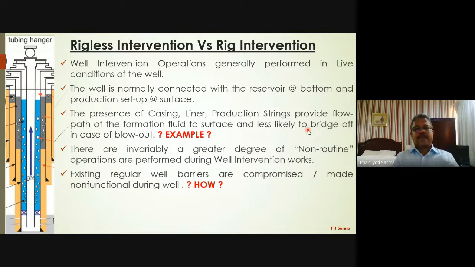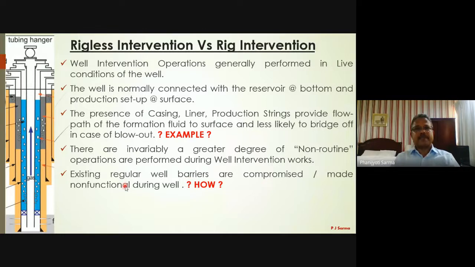Since the existing regular well barriers are compromised, these being the casings, downhole barriers, the cement, and at the top the Christmas tree and the wellhead, in the process of doing the well intervention some of the barriers are compromised. Those barriers are no longer valid during those operations, or they are made non-functional. We'll talk about that.